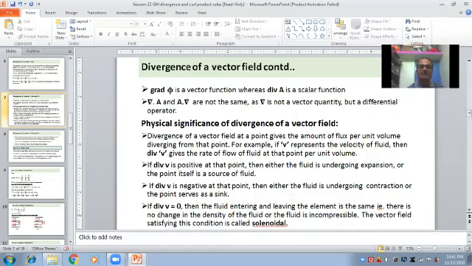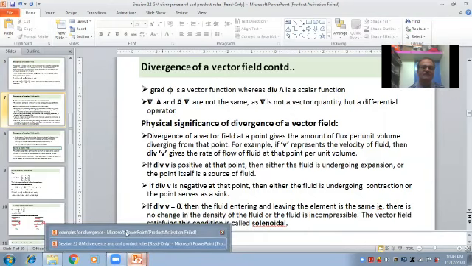And third one, if divergence of V is 0, then the fluid entering and leaving the element is same. That is, there is no change in the density of the fluid, or the fluid is incompressible. The vector field satisfying this condition is called as a solenoid. So this thing also I can show with the help of a diagram.